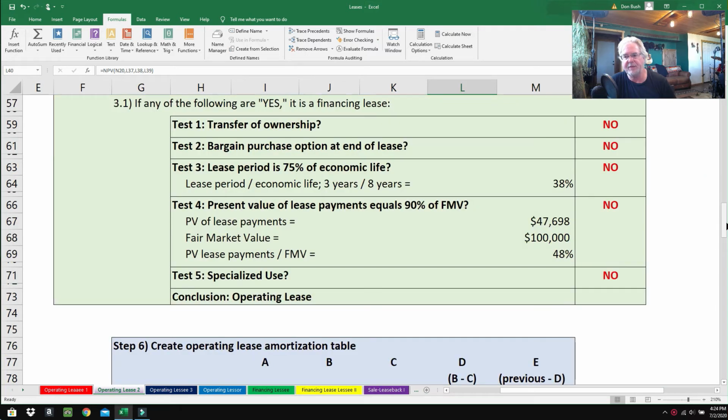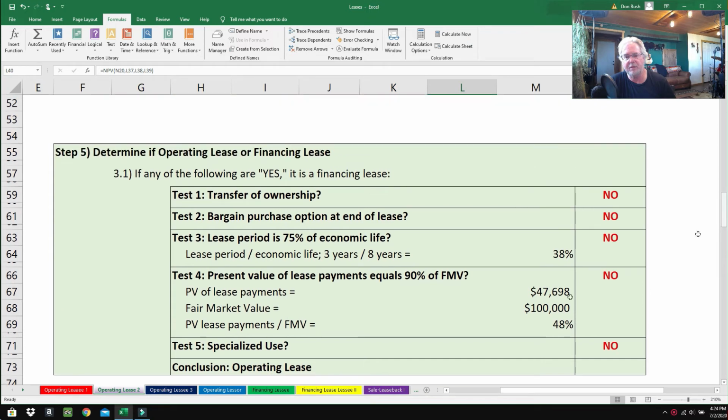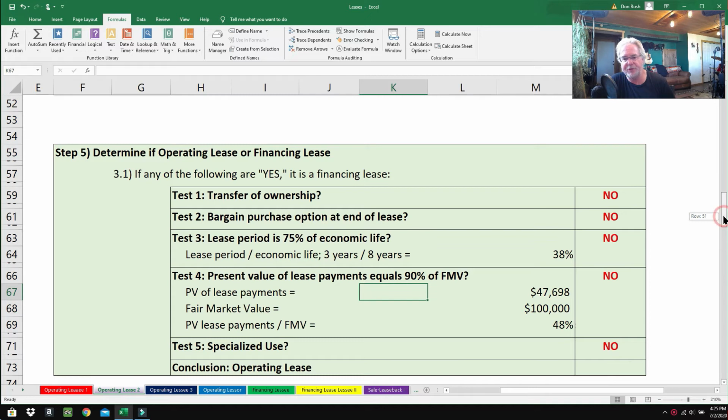Coming down here, $47,698. The fair market value of the truck is $100,000. That is, on the free market, that truck would sell for $100,000 today. So the present value of the lease payments divided by the fair market value is 48%, which is less than 90%. So the answer is no. If this 48% had been 90% or greater, then we would have said yes. But the answer is no.